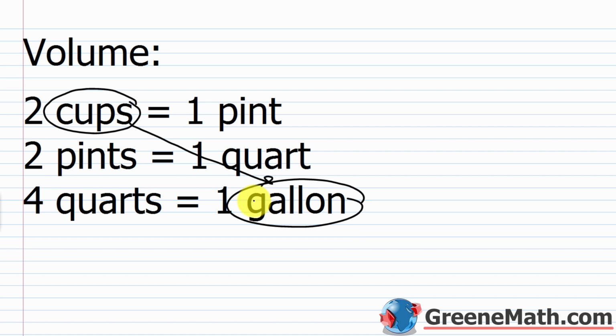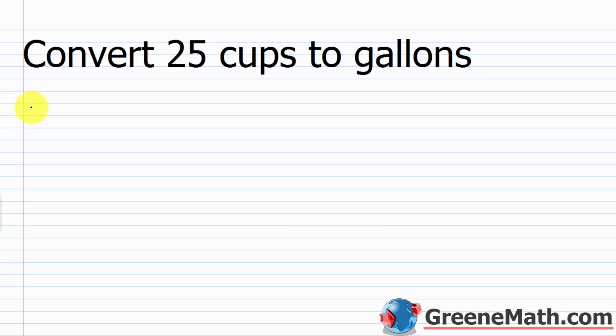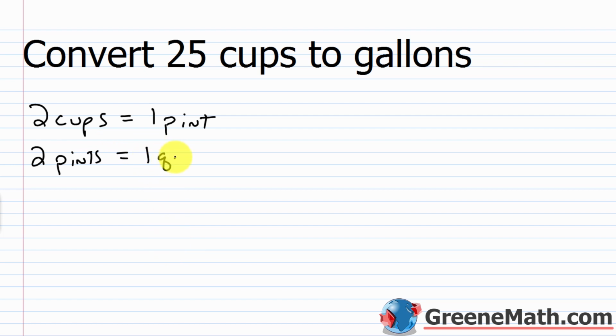Okay, we're going to go this way. So let me just write these out real quick. 2 cups is going to be equal to 1 pint. And then 2 pints is going to be equal to 1 quart. And then lastly, 4 quarts is going to be equal to 1 gallon. So if I'm starting out with cups, which is right here, and I want to go to gallons, which is right here, I would first just think about converting cups to pints.